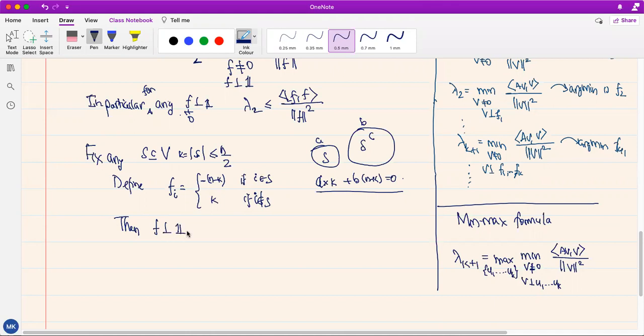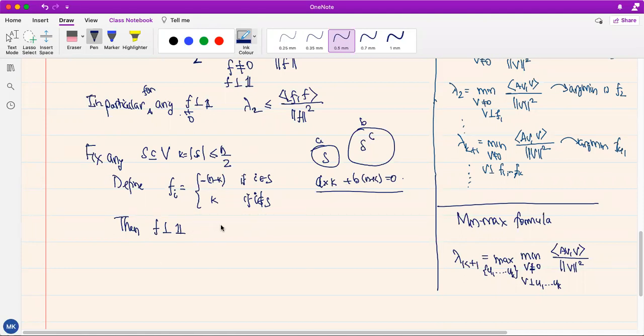F is orthogonal to the constant vector. Is this okay? If I take A to be minus of N minus K, what happens? This is minus of N minus K into K, and here it is plus K. So it's K into N minus K. So that will cancel. F is orthogonal to the constant vector.